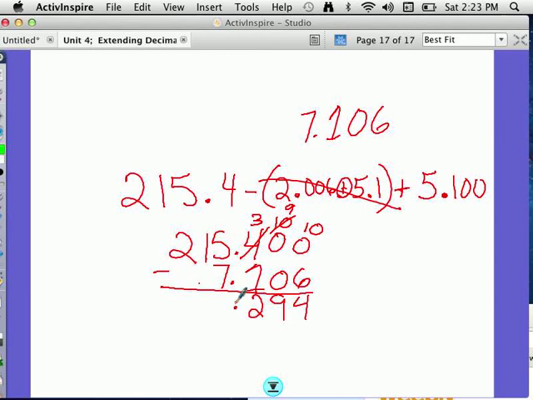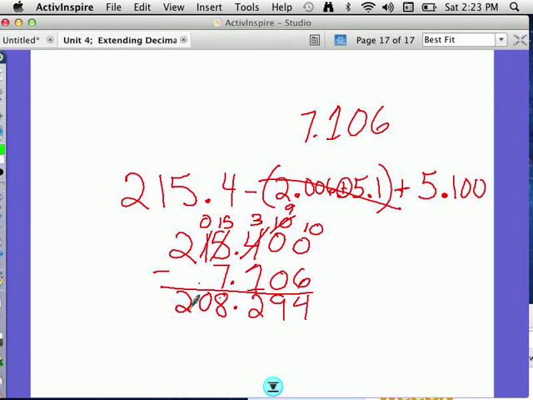Oh, and look here, I come to another place where I cannot perform the operation. I have in my ones place a 5 minus 7. So I have to borrow again. This becomes a 0, and this number becomes 15. So 15 minus 7 is 8, and I can bring down the rest of my numbers because there's nothing located underneath them. So my answer for that portion is 208 and 294 thousandths.